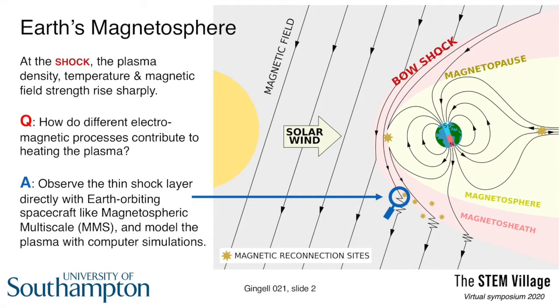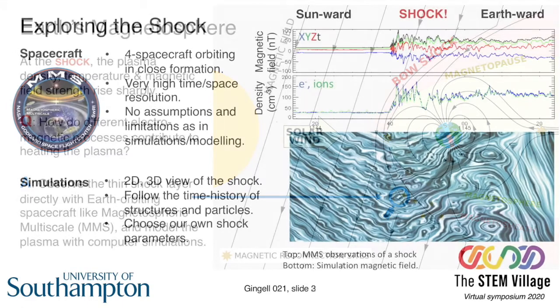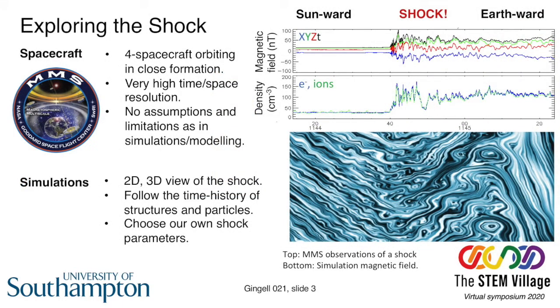So the question is, how do different electromagnetic processes contribute to heating that plasma? And to answer that question, we want to observe that thin shock layer. There are two main methods, each of which has different advantages. The first of these is using spacecraft, which we can put in space to cross the shock wave itself and get an in situ look at how the plasma is responding.